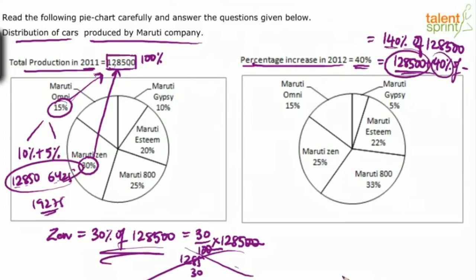Now don't start calculating what actually is 140% of 1,28,500 and then these individual values. Many students ask this question to me, that is it good to first find out all the values and then go to the questions.